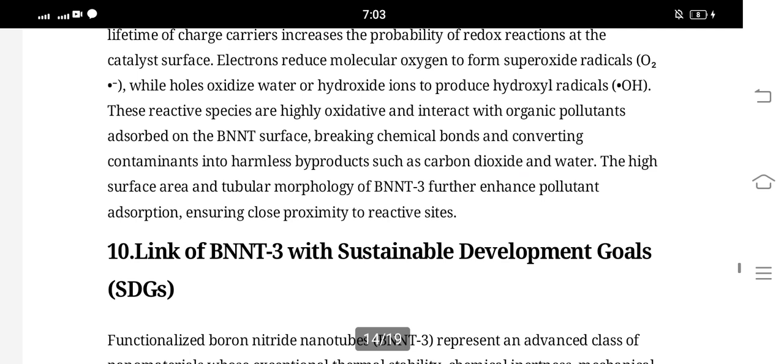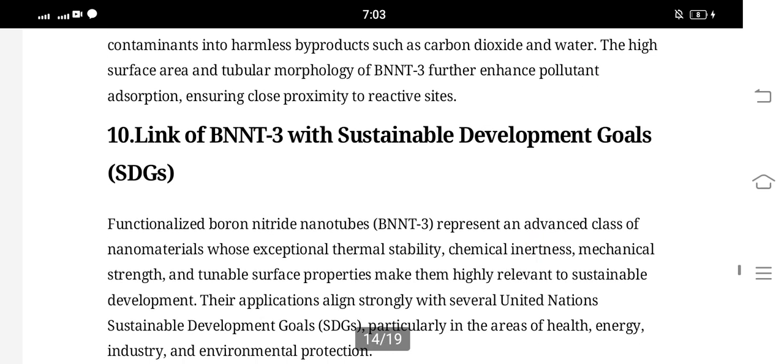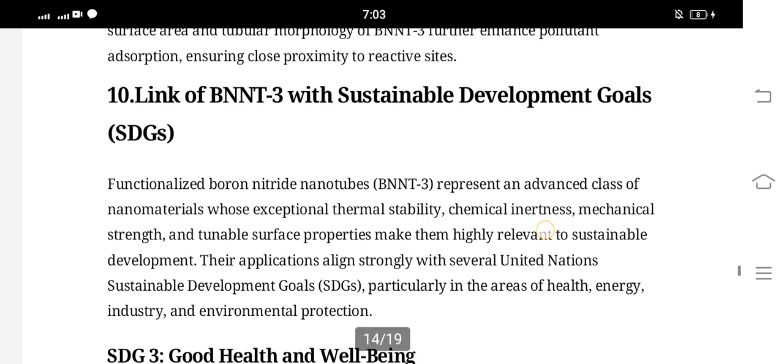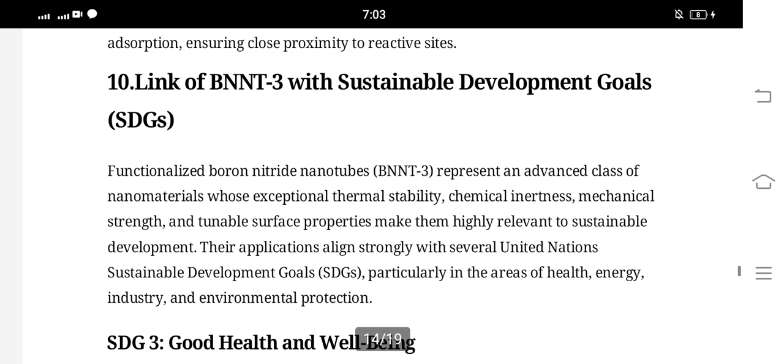Now I will explain how functionalized boron nitride nanotube, especially the boron nitride nanotube 3 system, connects with the United Nations Sustainable Development Goals. This is a very important perspective as it demonstrates how advanced nanomaterials contribute to global sustainability, energy efficiency, healthcare, and industrial innovation.